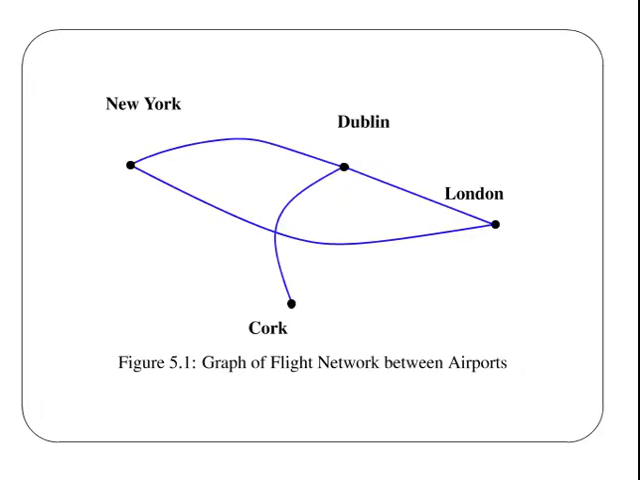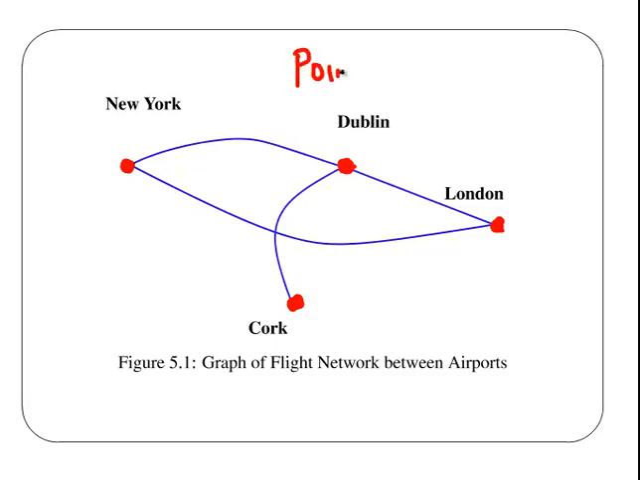Here's a very simple example here. So we have New York, Dublin, London, and Cork. And this is a graph of flight networks between a group of airports. Now, there's two things I'm going to mention here first. There's two characteristics. First off, we have these points here: Dublin, New York, Cork, and London.